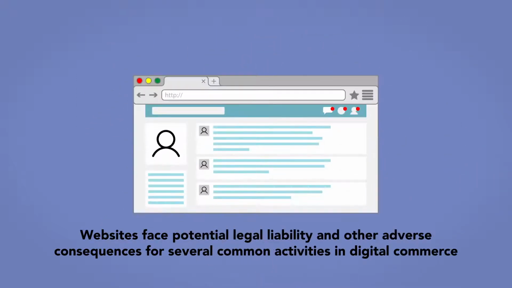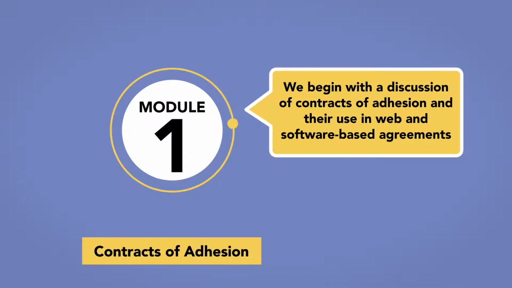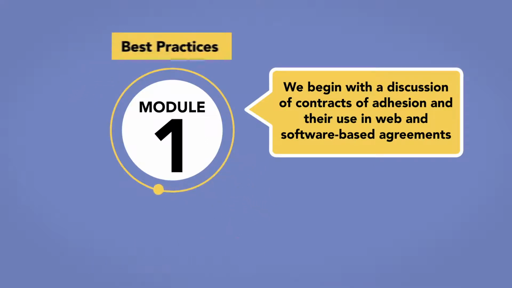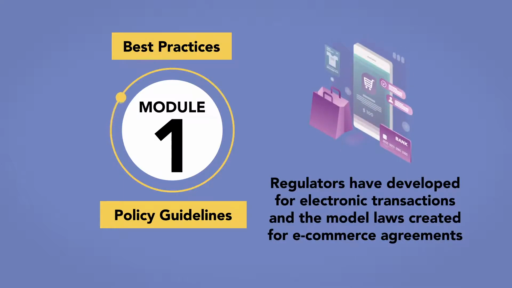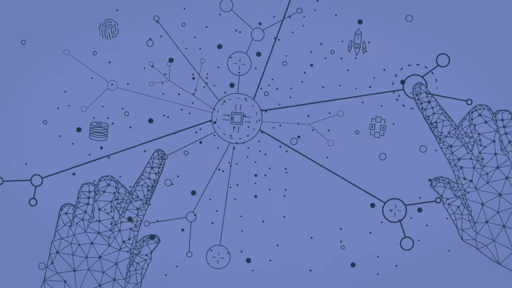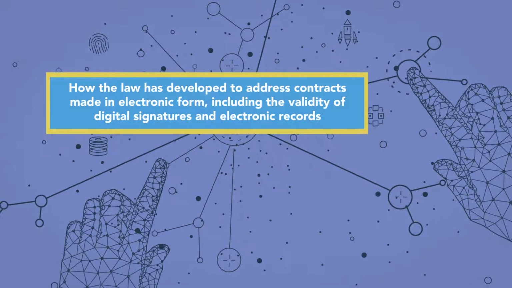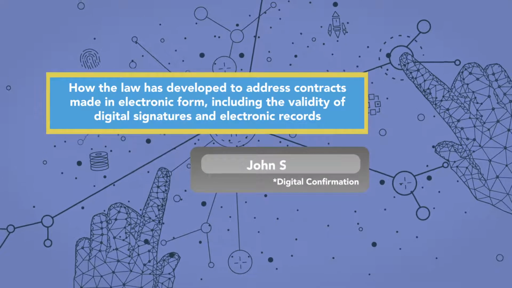Websites face potential legal liability and other adverse consequences for several common activities in digital commerce. In this first module, we begin with a discussion of contracts of adhesion and their use in web and software-based agreements. Next, the discussion turns to best practices and policy guidelines that regulators have developed for electronic transactions and the model laws created for e-commerce agreements. The analysis then concludes with a discussion of how the law has developed to address contracts made in electronic form, including the validity of digital signatures and electronic records.